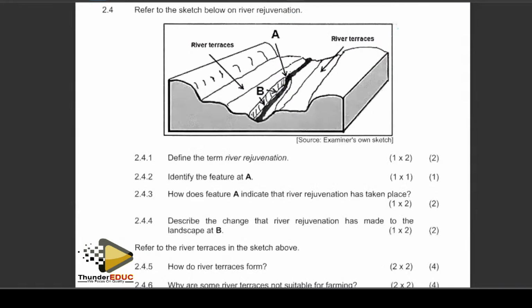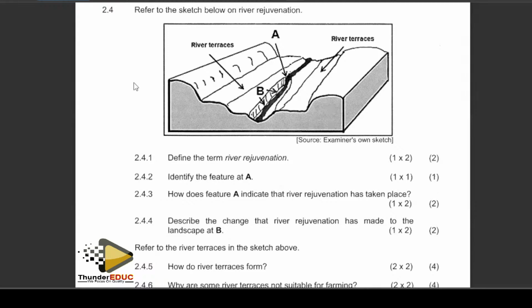Go to question number 2.4. Right, question 2.4 is based on rejuvenation. Right, the term rejuvenation, I'll give you the basics. It's the concept. You define it according to your understanding. We cannot have one common definition, but you should address the basic requirements of the concept so that even though the definitions are different in terms of expression, their meaning will lead us to the same concept.